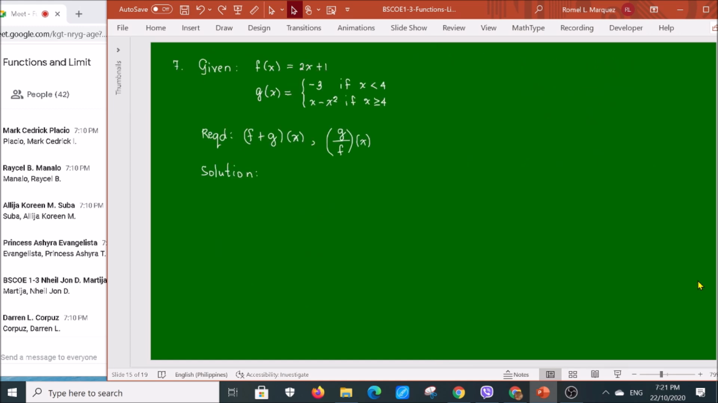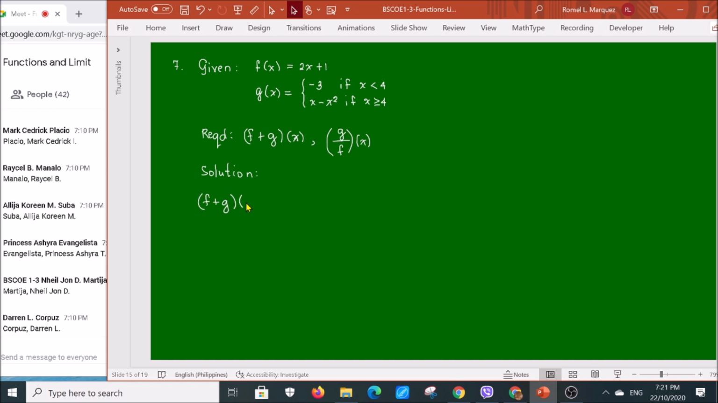So, this is now number 7. Given f of x is equal to 2x plus 1, g of x is equal to a piecewise function equal to negative 3 if x is less than 4, and it is equal to x minus x squared if x is greater than or equal to 4. So, we are asked of f plus g of x and then g over f of x. So, find the following. So, first, f plus g of x.